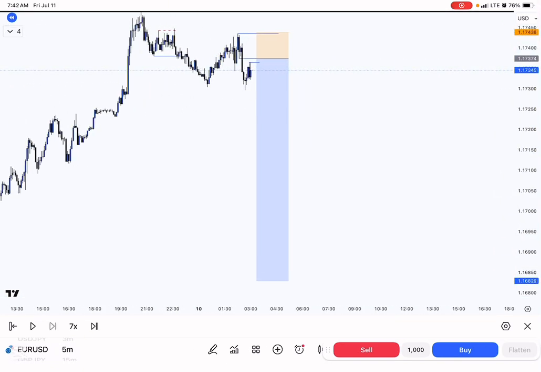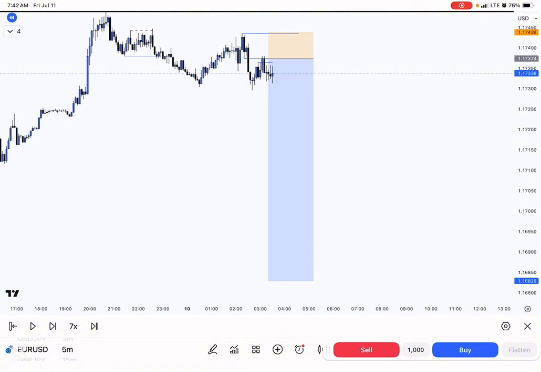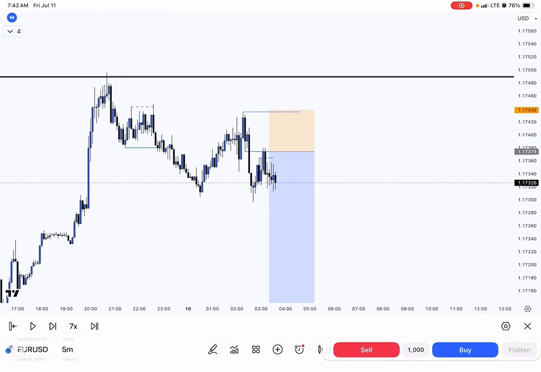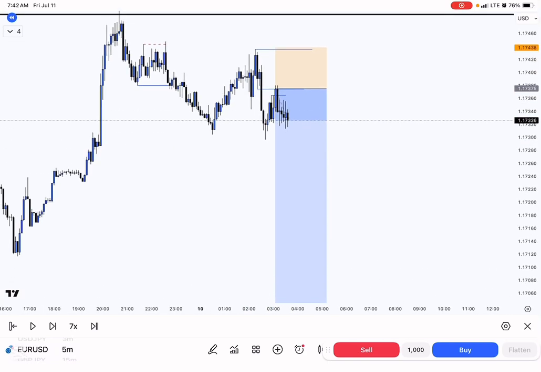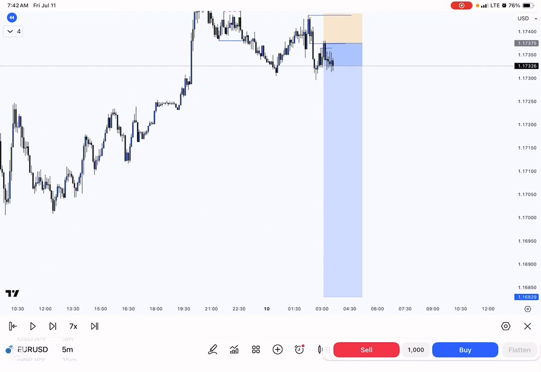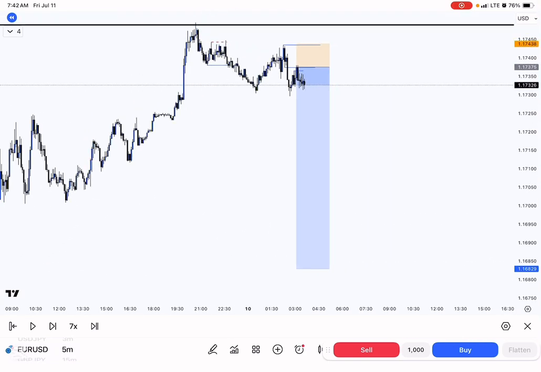So moving on, price did actually tag my entry, and you can see what I said about price might not come exactly on my limit order, but then price triggered my level of entry, and then price dropped.